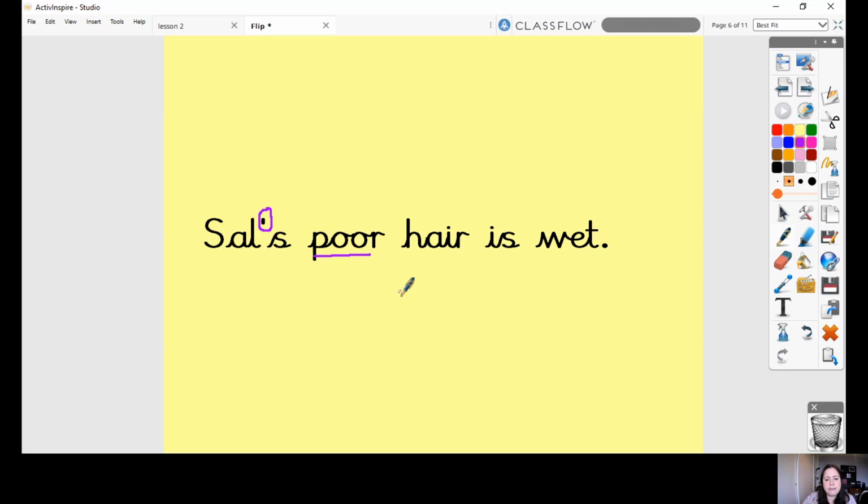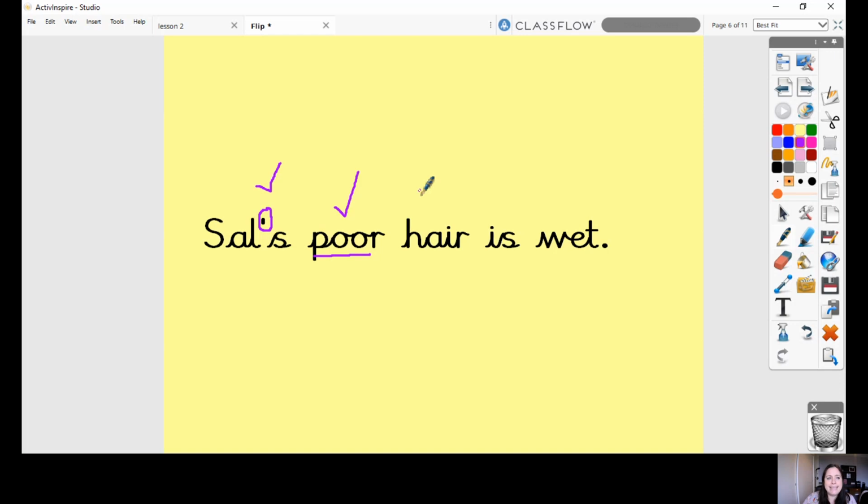Poor is one of our common exception words that we were learning earlier. So if you got that right, give it a tick. Well done if you got a capital letter and a full stop and you saw the trigraph air and you used that one. Okay. Change your pen back to your pencil and we're going to do the next one.